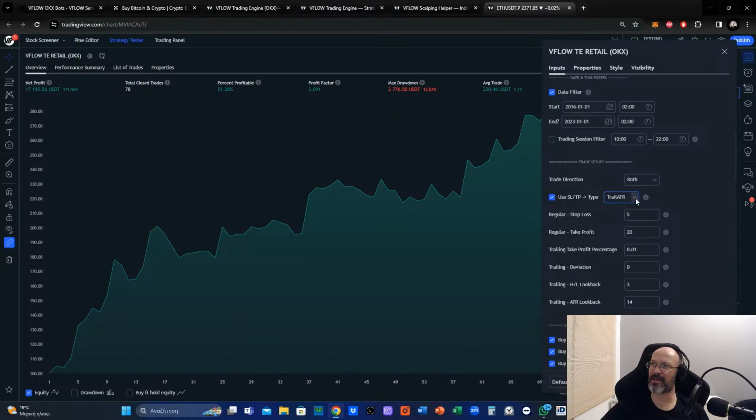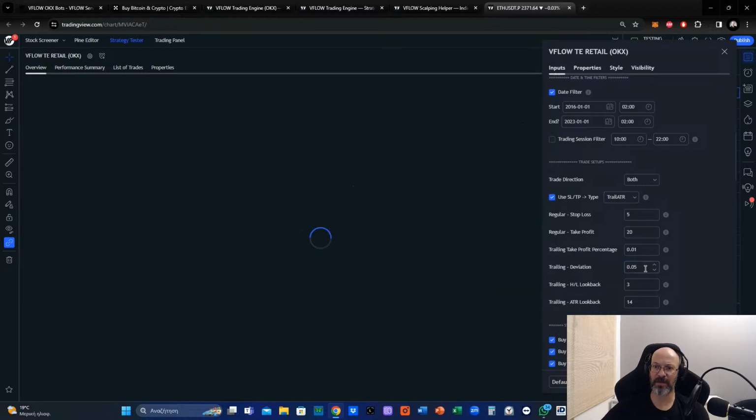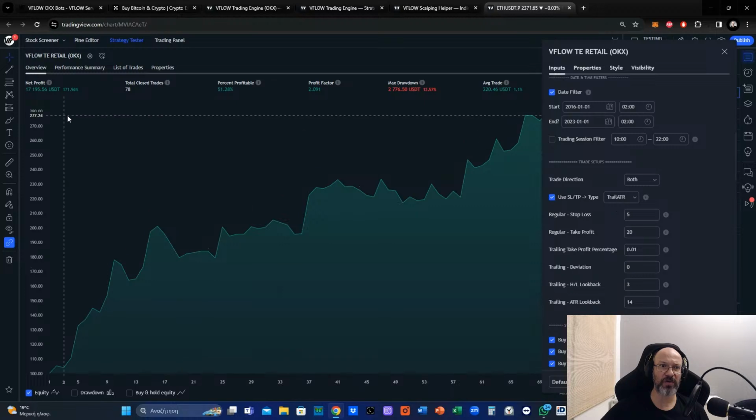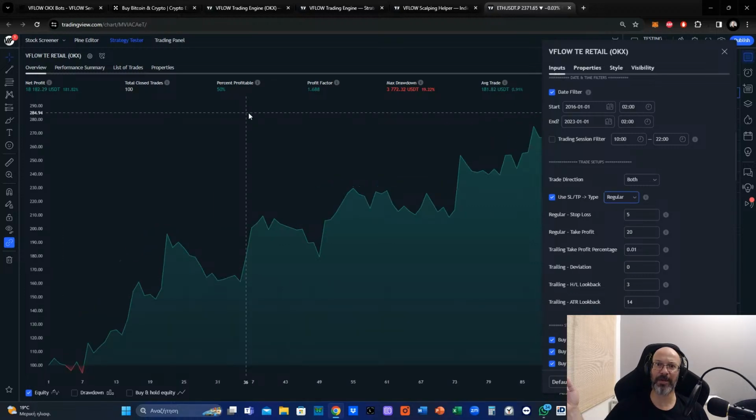A trail ATR is a trailing take profit mechanism, which is going to use the trail deviation, HL high and low lookback, and ATR lookback. And of course, we can raise the trail deviation to 0.05 to see if it's going to produce any better results for us. It doesn't, so we keep it at 0. So in any case, you can either use the trail ATR or the regular take profit, 51% profitability and limited drawdown. Now let's suppose that we keep our trail ATR or we keep our regular mode. I'm going to keep the regular mode here for now.